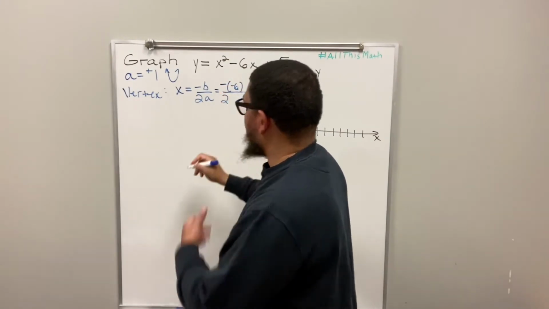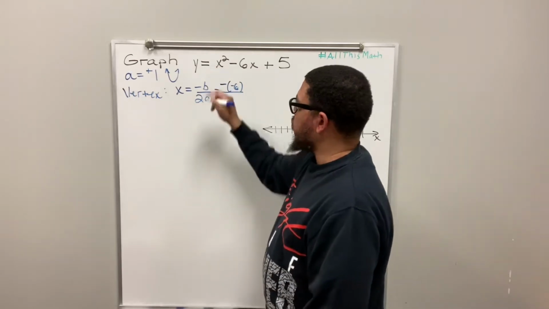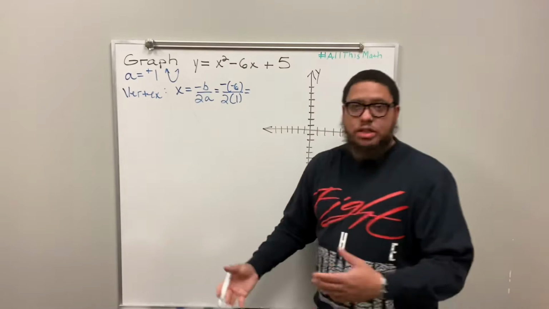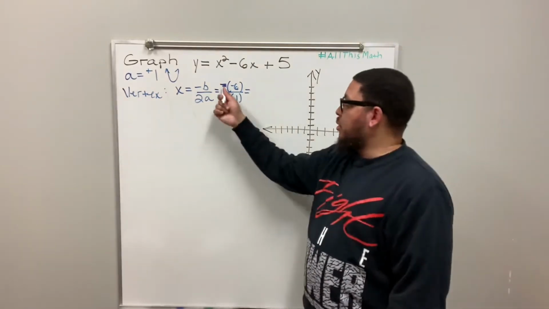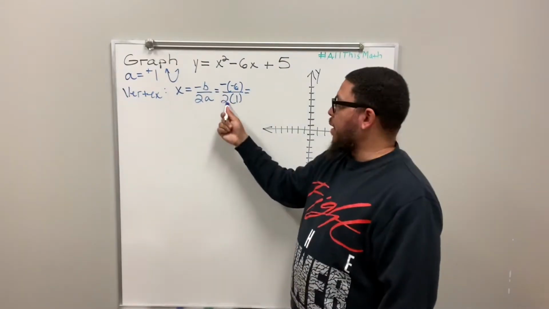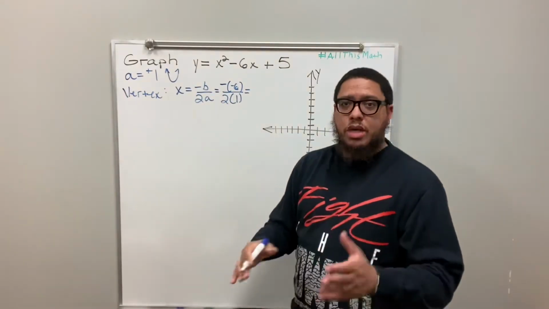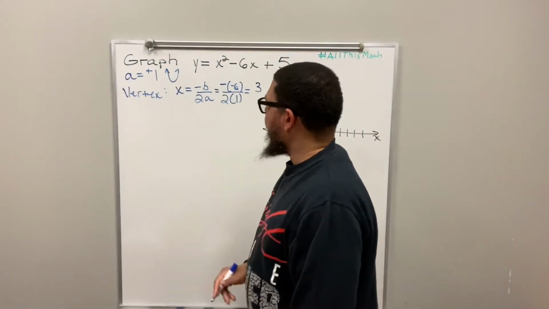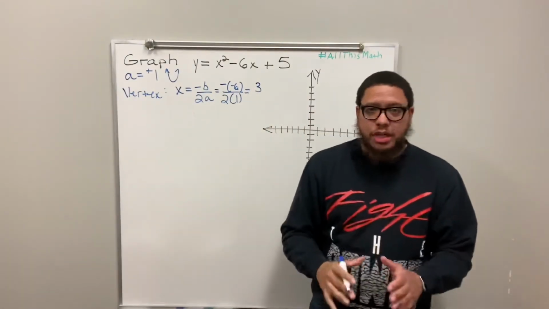Over 2 times, and we already told you what a was. A is 1. So we do our simplification now. Double negative becomes a positive. So that's going to be positive 6 divided by 2 times 1. 2 times 1 is just 2. So positive 6 divided by 2 gives me 3. So that's the x value of my vertex.